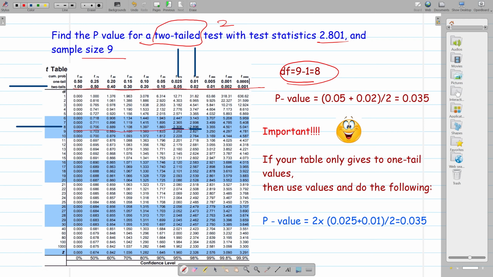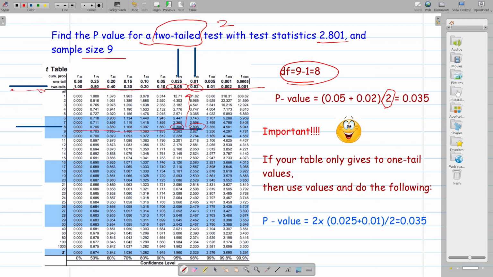Yes, 2.801 is somewhere between 2.306 and 2.896. Now you should take this value and this value, add them and divide by 2. Why divide by 2? Because we assume that the value 2.801 is midway between these two particular values. That's why we divide by 2. Okay, this is the case where you are going to use the two-tail row.